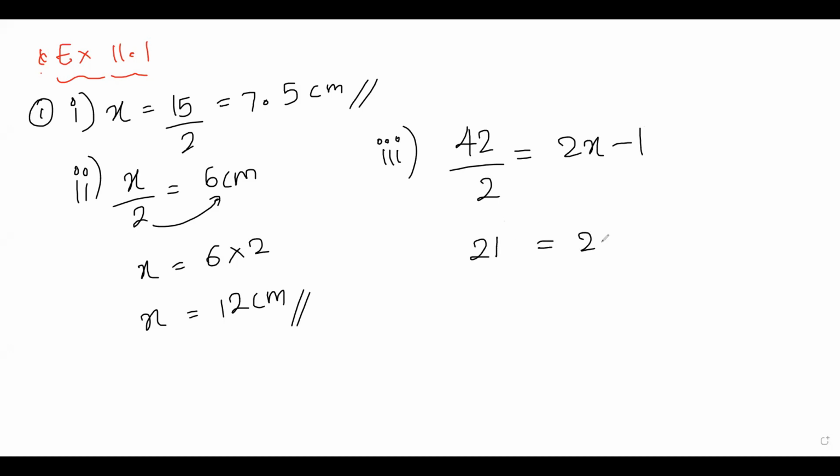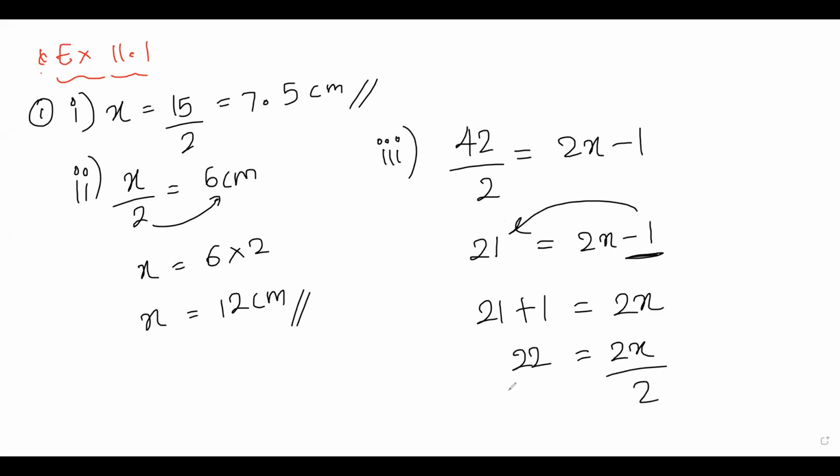21 equals 2x minus 1. Minus 1 goes to the other side. 21 plus 1 equals 2x. Now it is 22 equals 2x. Both sides can be divided by 2. So x equals 11 centimeters. No? You can write like this. X equals 11 centimeters. Do like that.